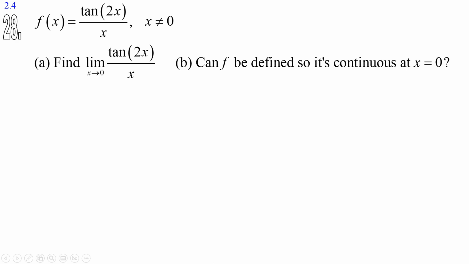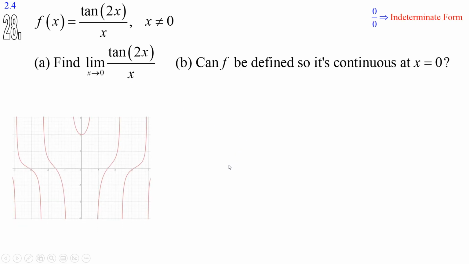Okay, 28. Oh man, they're getting tough on us here. Tangent of 2x over x, as x cannot equal 0. So we're going to find the limit of tangent of 2x over x as x approaches 0, and whether it can be defined so it's continuous at x equals 0. Well, first we better find this limit here. If I do direct substitution, tangent of a number approaching 0 is 0, and x is approaching 0, so that's indeterminate form.